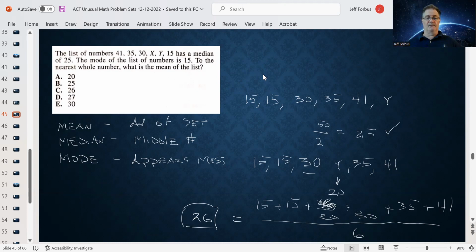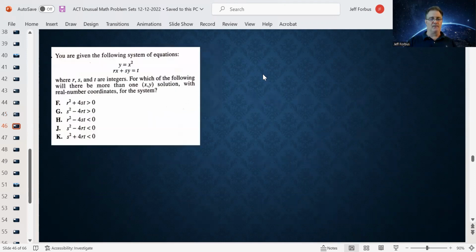See how we use the logic to figure out what the value of Y would be? It's usually all about the logic. Memorization is about putting the numbers in order, right? Memorization is about knowing the definitions of the mean, median, and mode. But how did we logically deduce that Y would end up being 20 is what's important. All right, with that being said, let's move on.